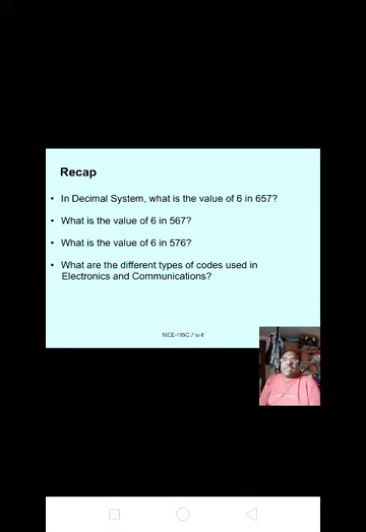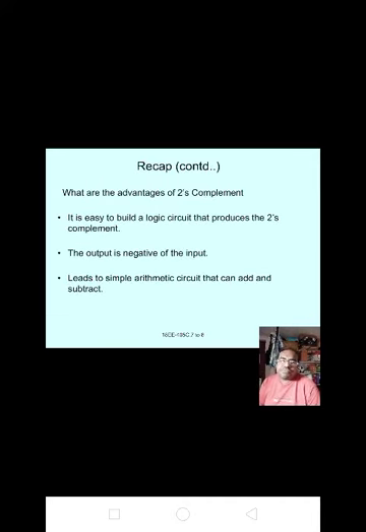What are the different types of codes used in electronics and communication? Next, what are the advantages of 2's complement?